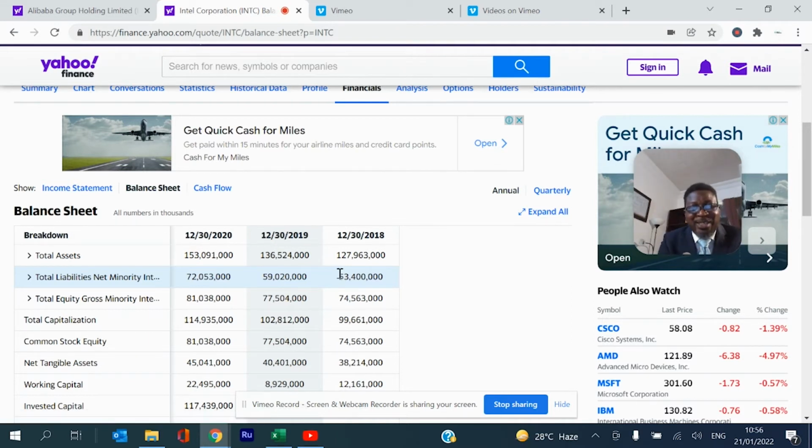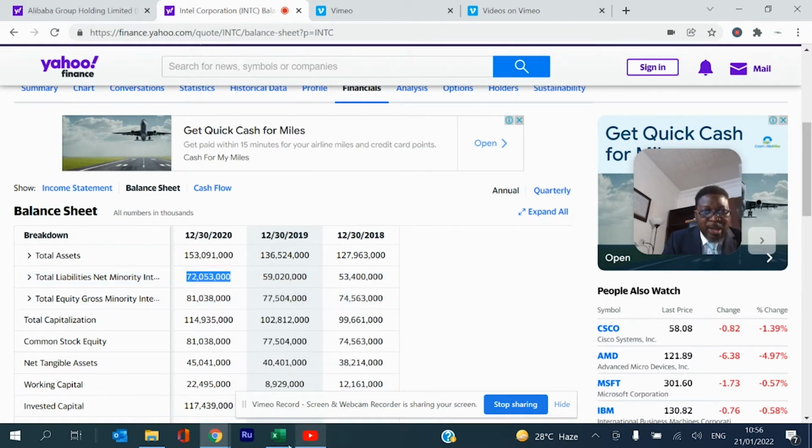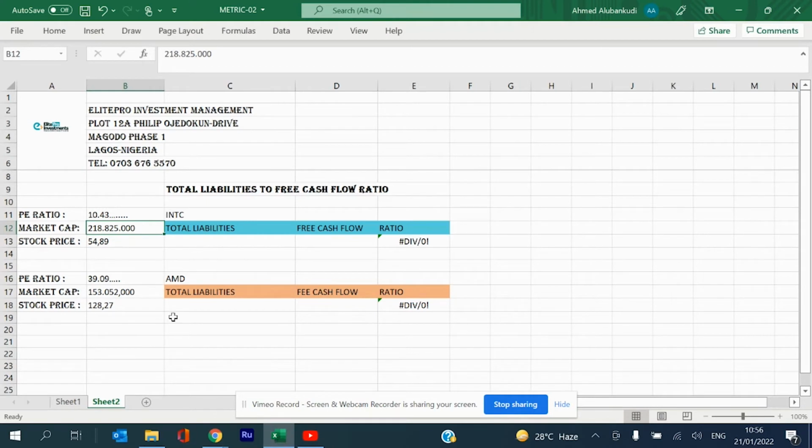So let's say as at this date, they intend to pay their debt, and you want to do a quick analysis to see which one is better for you between Intel and AMD. You can see in Intel information here that total liability net interest is 72.053. That's in billions. Let's copy this. I come back to the Excel sheet and I put it here. Total liabilities.